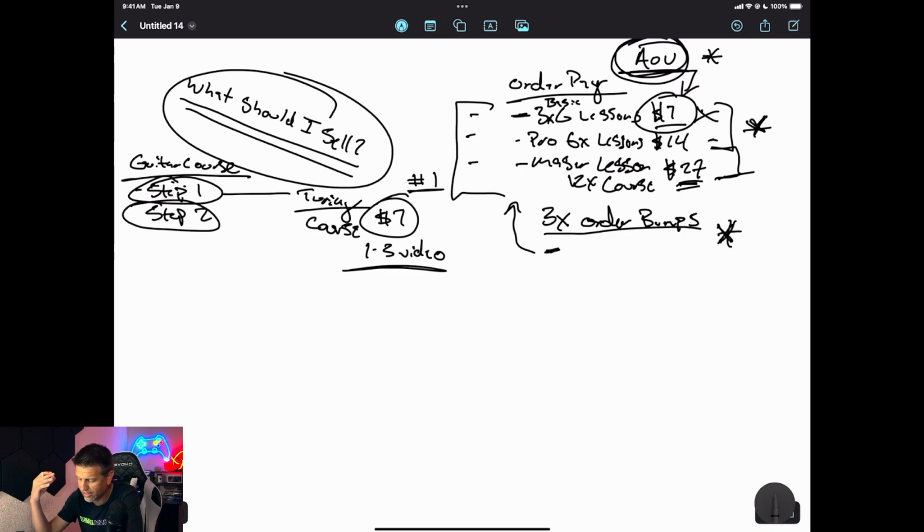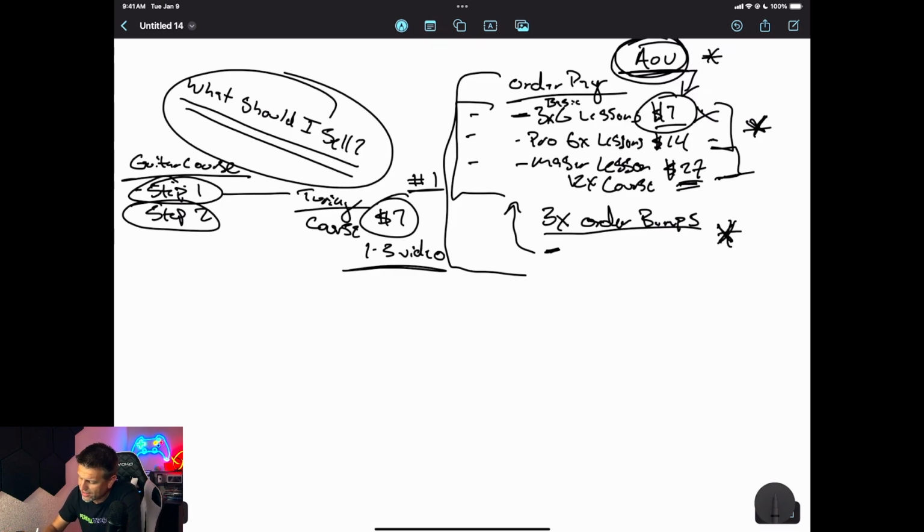That is because the take rate on order bumps is so big. Usually I can get 20% to 30% of all people that come through and buy anything, they'll also take the order bumps as well. And usually if it gets that high, I'll increase the price, and we can talk later about pricing. But let's just be simple here. This is about what should I sell?